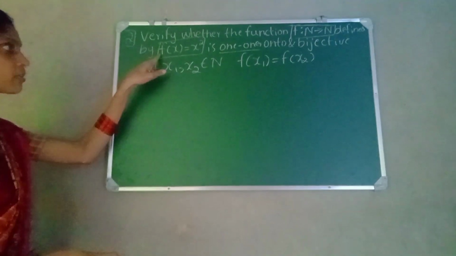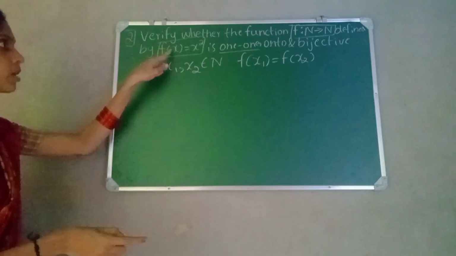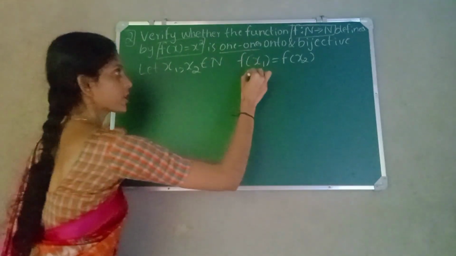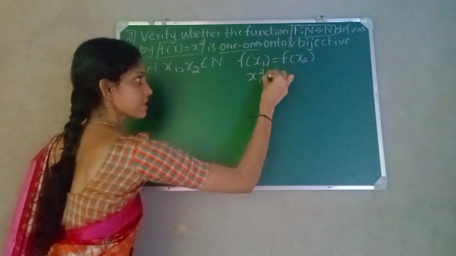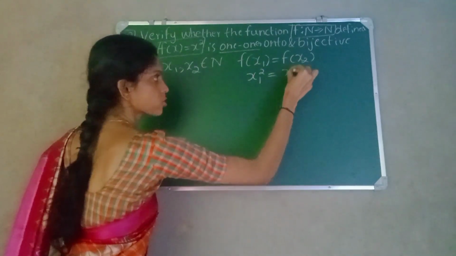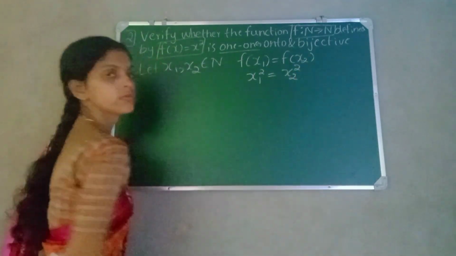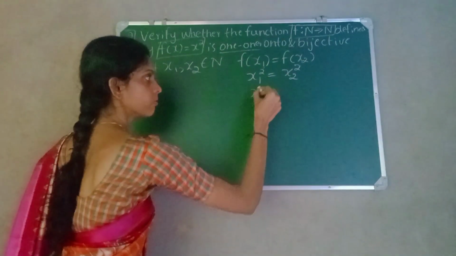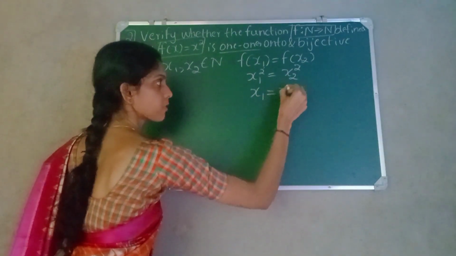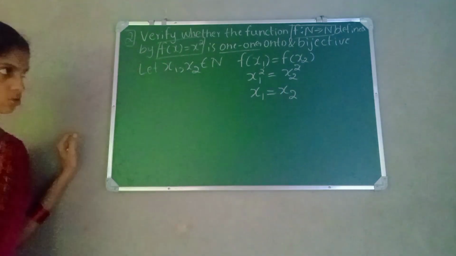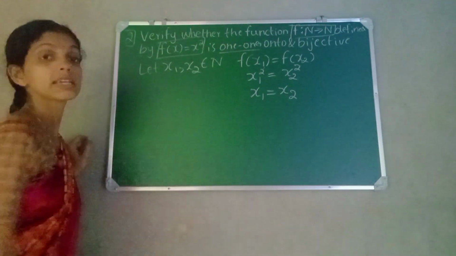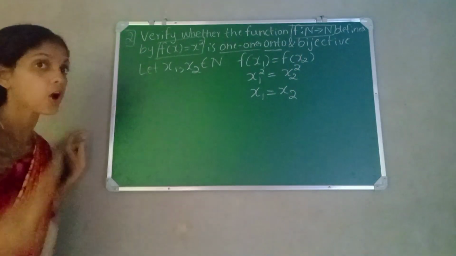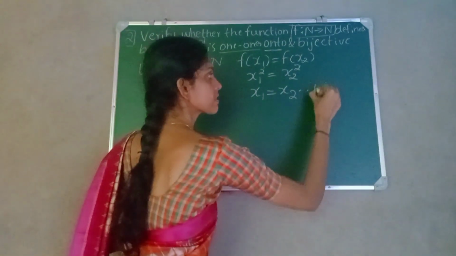So we have f of x is equal to x square. Put x1 in place of x. So that time you are getting x1 square is equal to x2 square. So the squares get cancelled and you are left with x1 is equal to x2. Therefore the function is 1-1. So f is 1-1.